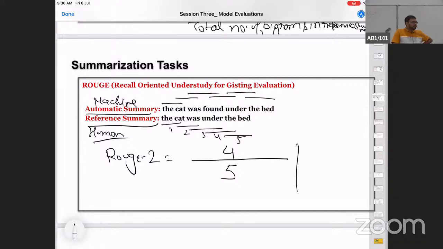So this is a very good model, which has generated this summary, right? Almost 4 out of 5 bigrams are matching. So this value is never going to be more than 1, because you cannot have more bigrams matching than the reference has. You should have maximum 5, minimum could be 0, where none of these bigrams are matching. Is this thing clear?